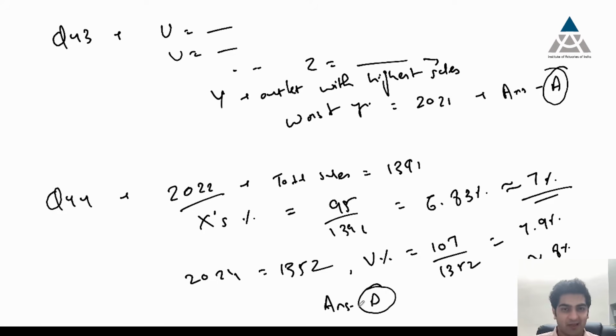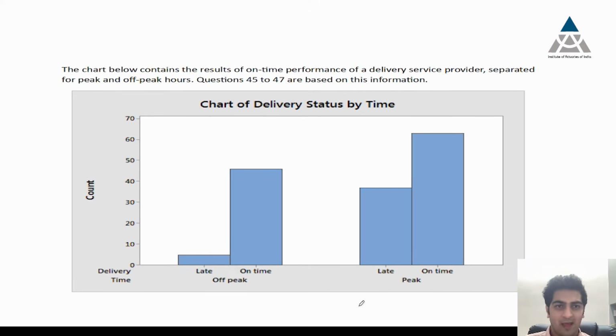Perfect. If everyone is okay till here, this was a good question, quite complicated compared to what we saw in August 2025. So let's hope the next questions in March 2025 are not that complicated. So okay, we have this chart below that contains results of on-time performance of a delivery service provider separated for peak and off-peak hours. And there are 3 questions on this: 45, 46, 47.